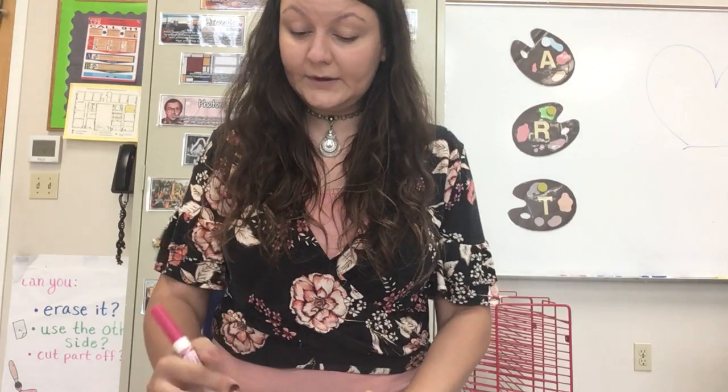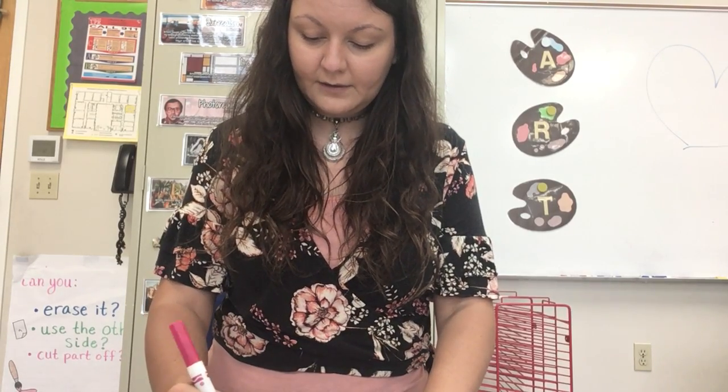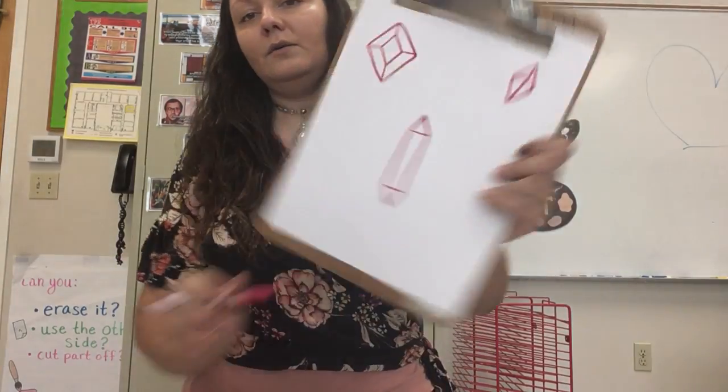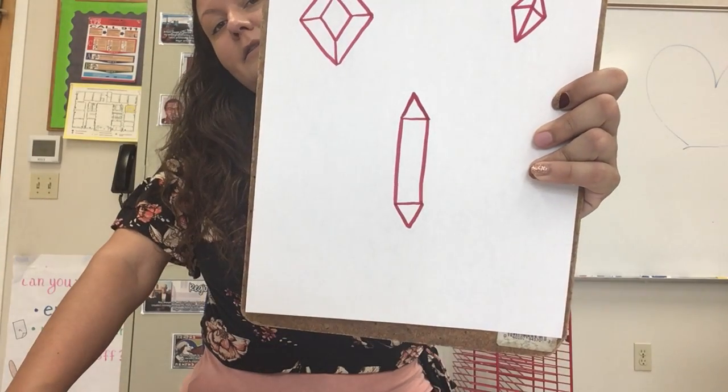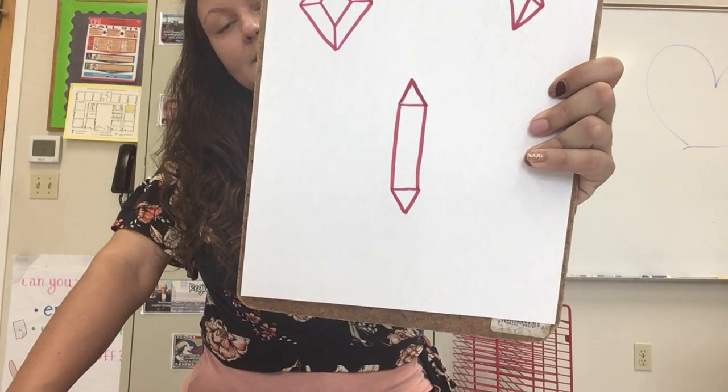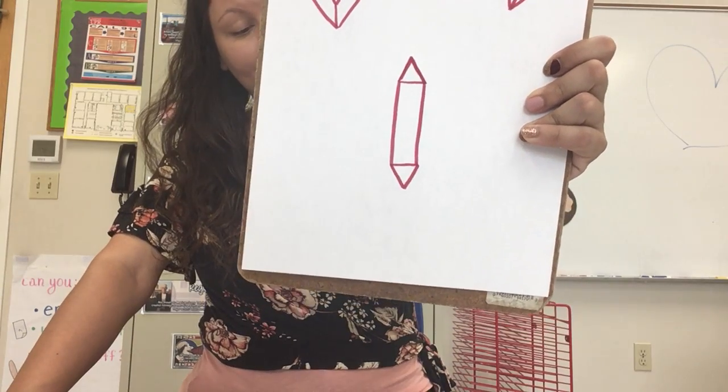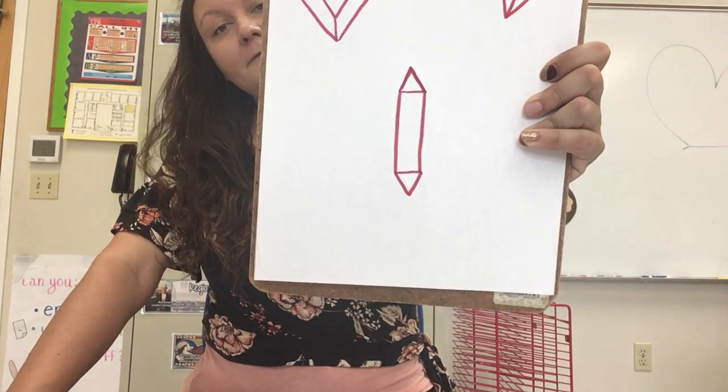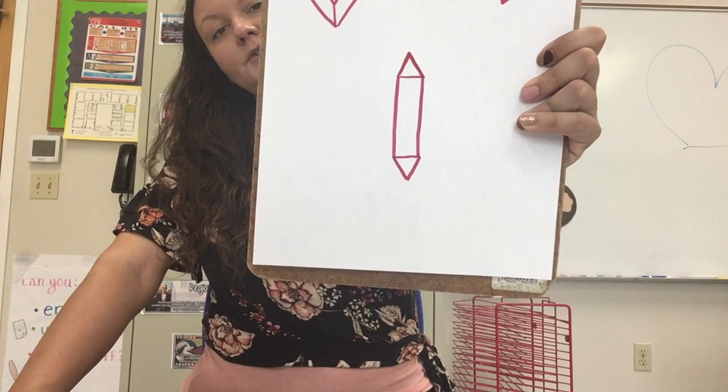Now I'm going to add a V below that rectangle, and that'll create another triangle. So I have a triangle above, a rectangle in the middle, and a triangle below.